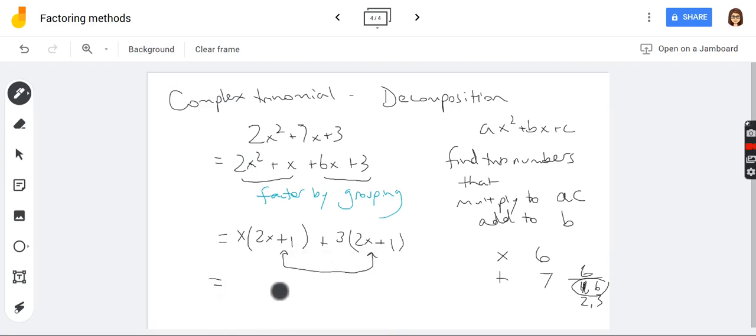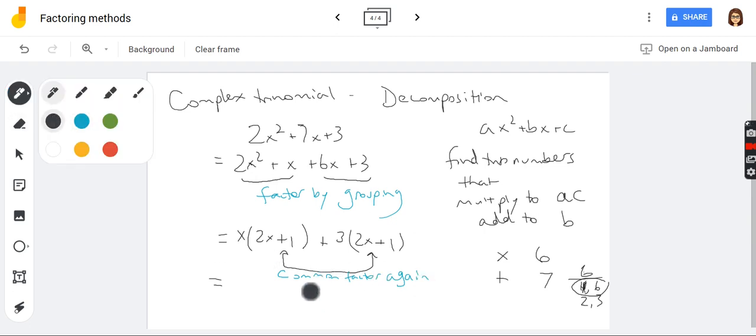Now I'm going to take this entire expression and common factor again. I'm going to write this over here. Common factor again. And this time, instead of common factoring the parts, I'm common factoring the entire expression. What's in common between this part of the expression and this part? What's the same about it? Well, they both have a 2x plus 1. So 2x plus 1 becomes my common factor.